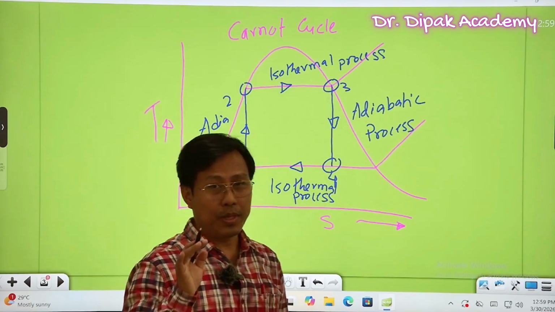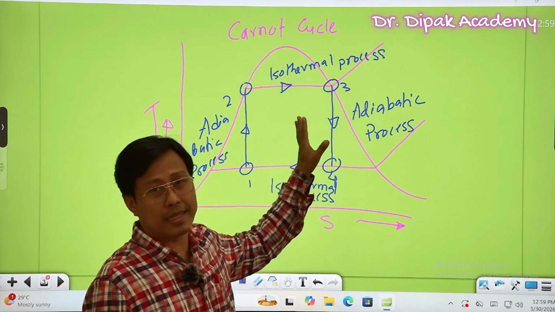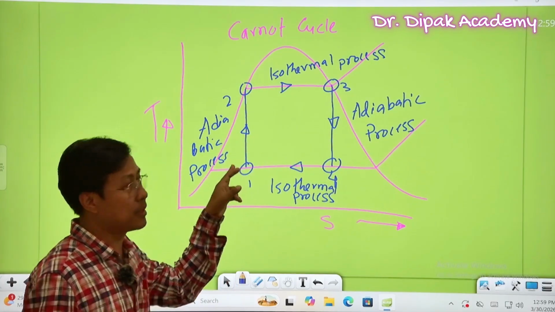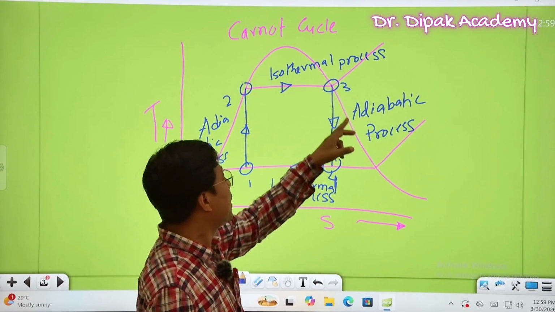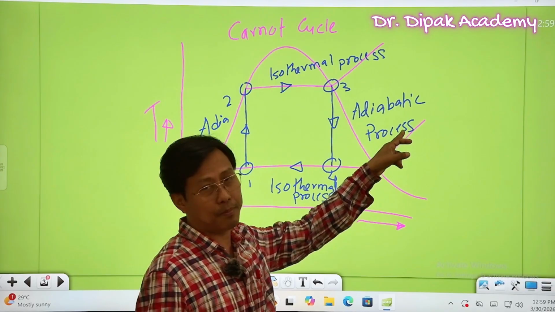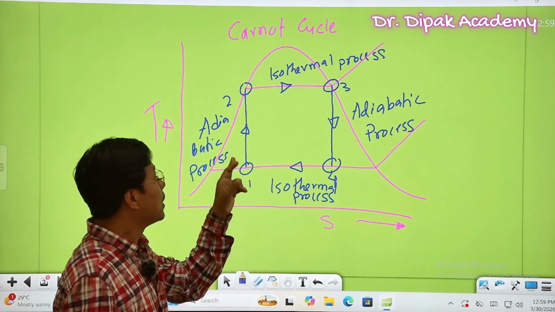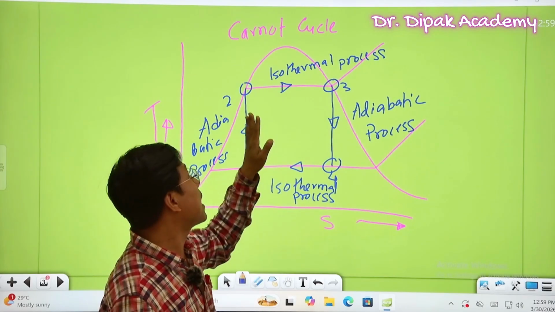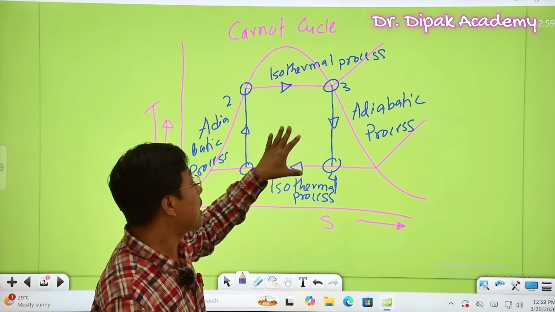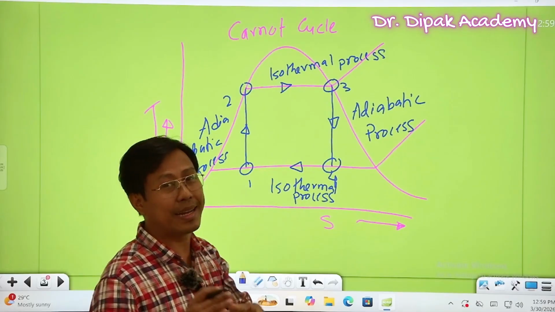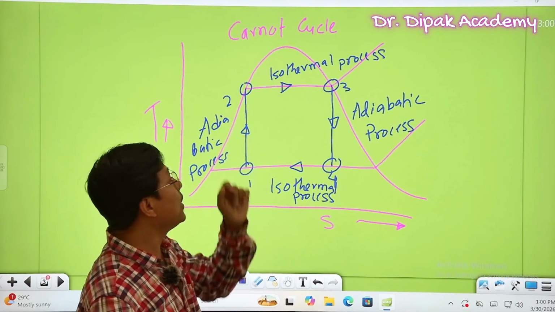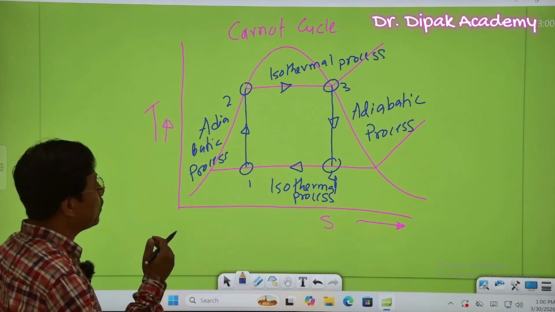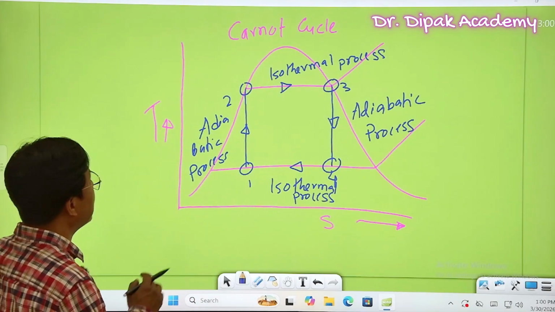So simply we get 4 main processes in a Carnot cycle. First is the reversible adiabatic process, then an isothermal process, then a reversible adiabatic process, then an isothermal process. But practically this Carnot cycle is not possible. That's why slight modifications are made in the Rankine cycle. I have drawn the Carnot cycle so that you can have a better idea of the Rankine cycle and find the very important differences between them.